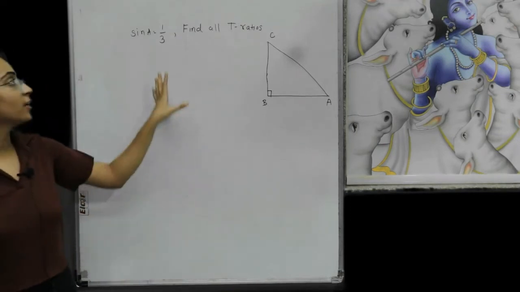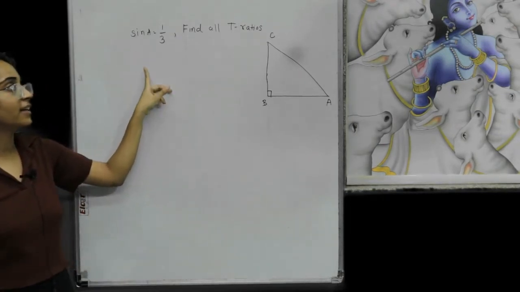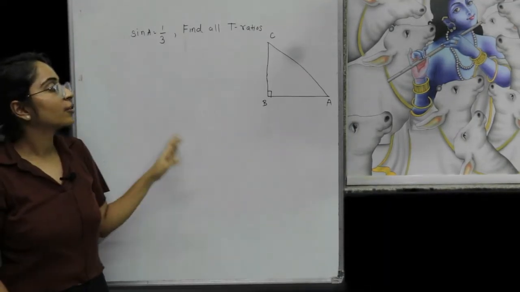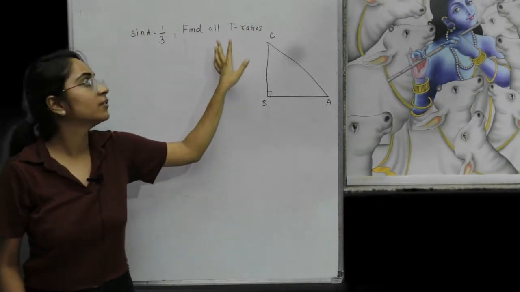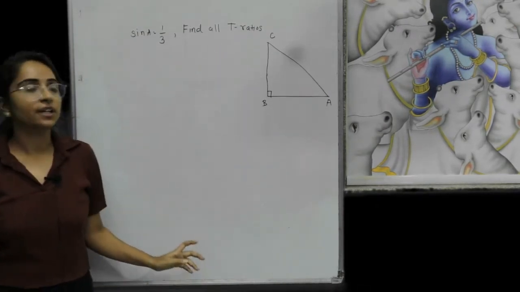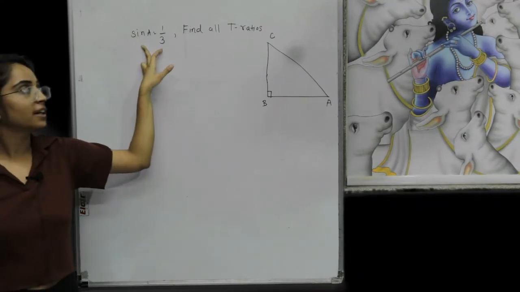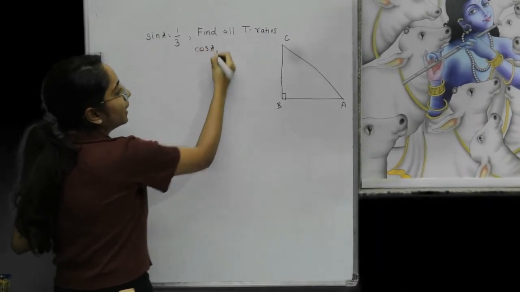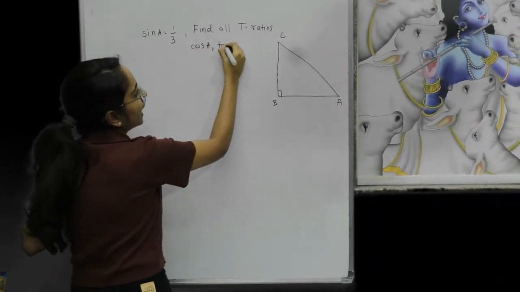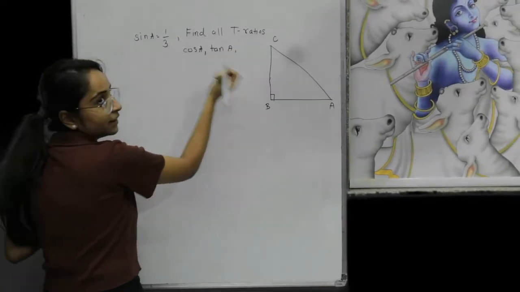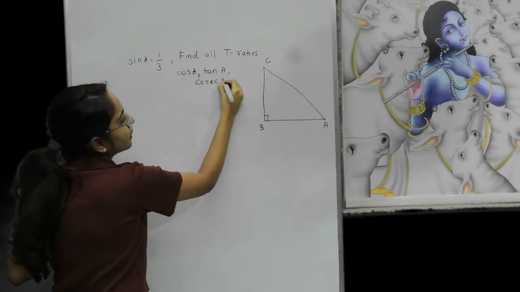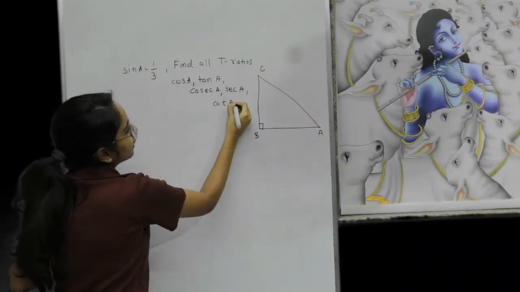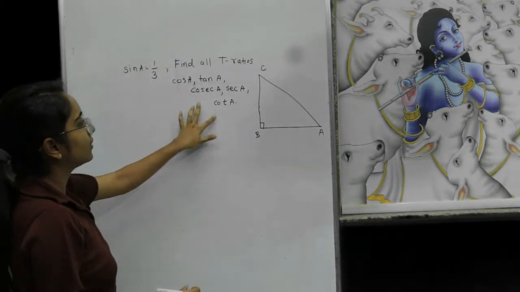Here we have the question where the value of sin A is given, and here there is a change. We need to find all the trigonometric ratios. First of all, you should know what values are required in the question that you need to find out. The value of sin A is already given. So here we will find the value of cos A, and the next trigonometric ratio is tan A, next is cosec A, next one is sec A, and the last one is cot A. Now we will obtain all these values.